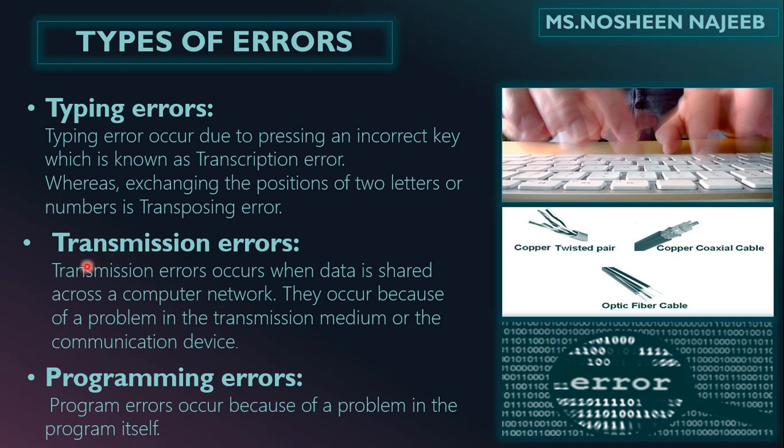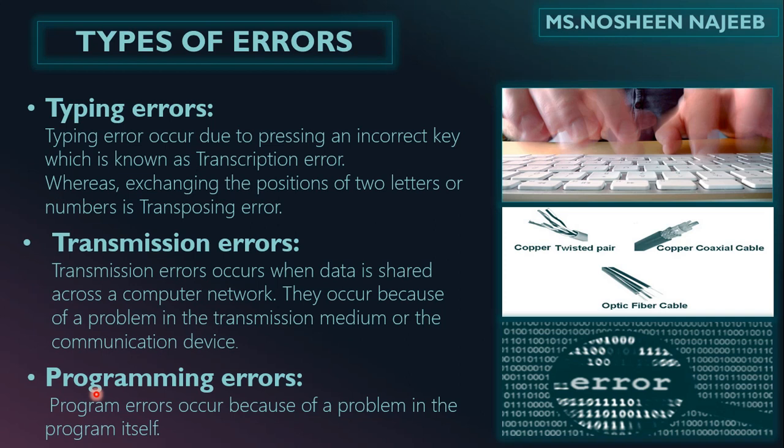The next one is transmission errors. Transmission errors occur when data is shared across a computer network. They occur because of a problem in the transmission medium or the communication device. So, it might be possible when you have a faulty or problematic cable or modem. We might have entered data correctly, but due to a fault in the cable or modem, the data might not have been converted accurately into a digital or an analog form. This results in poor output because the wrong data is received by the other computer.